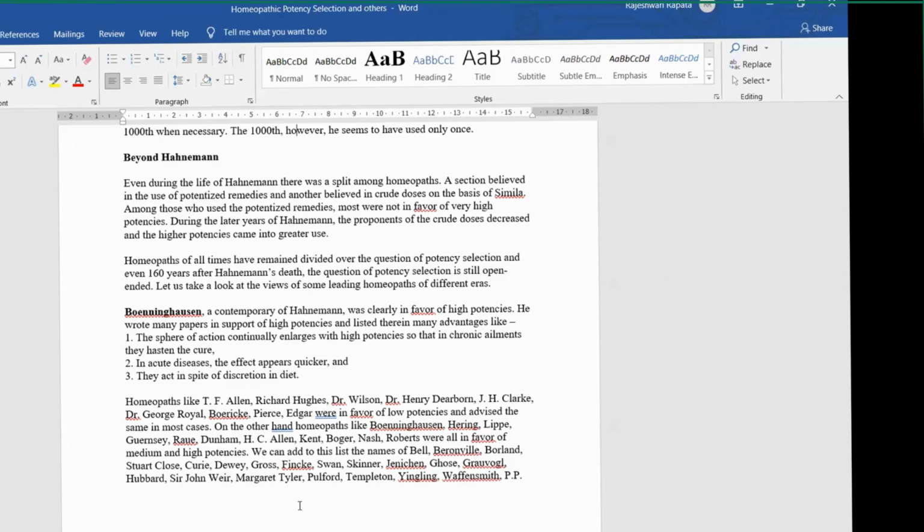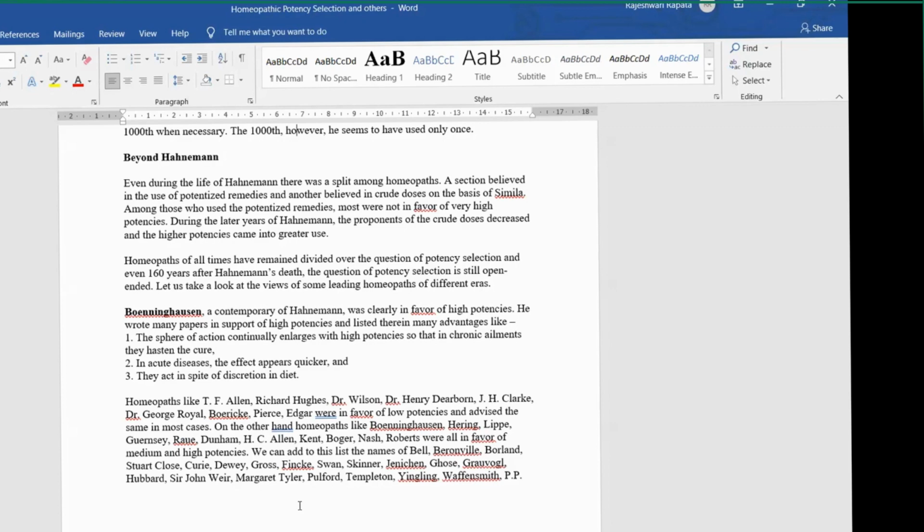Further, Dr. Bonninghausen had his own experience. He was a contemporary of Dr. Hahnemann, so he was also in favor of higher potencies. He wrote in many research papers that he supported higher potencies and that they have their own advantages. He said that the sphere of action of the remedy continuously enlarges with the higher potencies, and it especially works in chronic ailments, and the cure is fast in chronic cases.